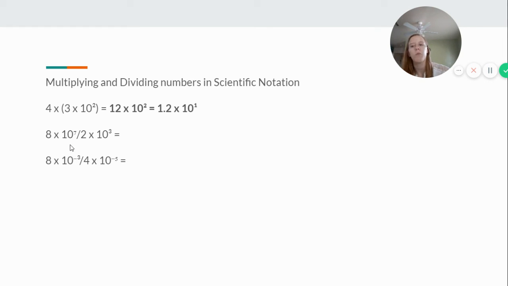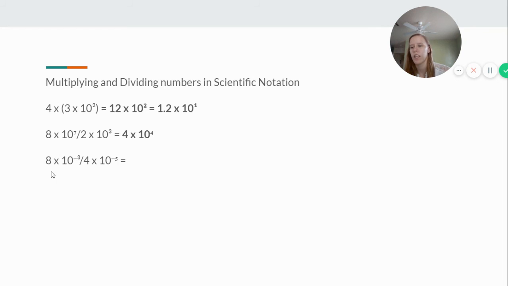Dividing, we take, oops, I didn't show it there, I'm sorry. We take 8 divided by 2, which is 4, and for 10 to the 7th over 10 to the 3, we subtract the exponents and get 4. So we have 4 times 10 to the 4th.